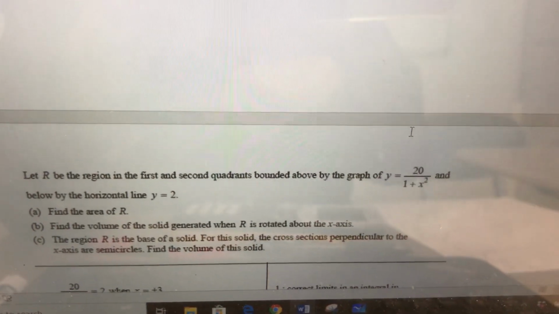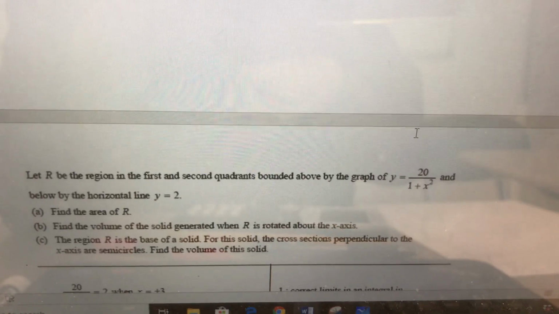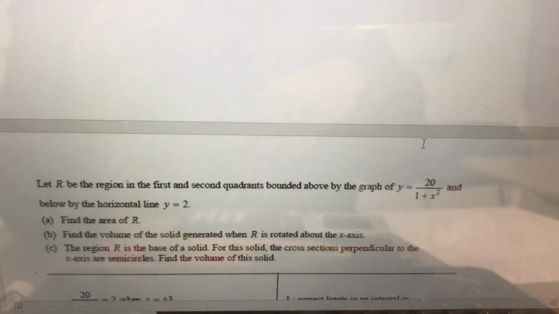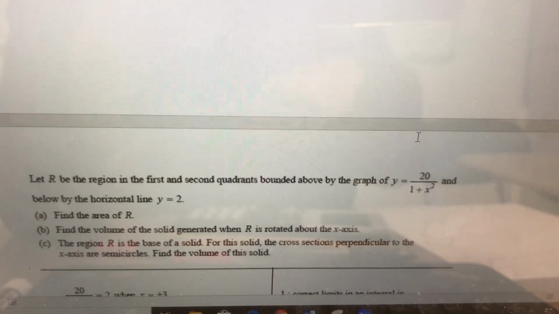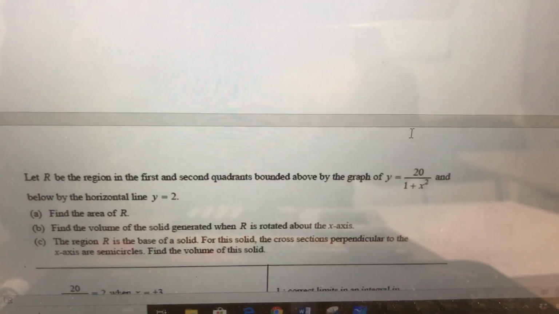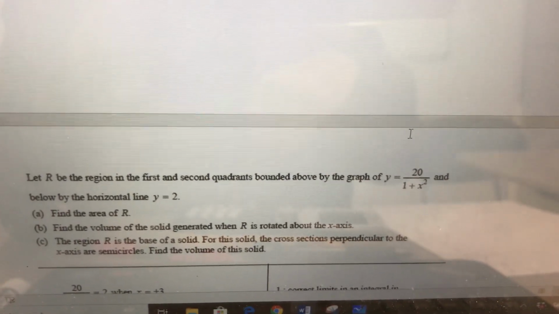I believe this is number 5 on AP Prep number 6. This is the area and volume BC version. And anyway, not a lot of BC stuff going on here, though. It's a pretty typical area and volume question. They give us y equals 20 over 1 plus x squared. They want us to find the area between that and the line y equals 2, and then the volume when that region is rotated around the x-axis. So let's look at those two parts.